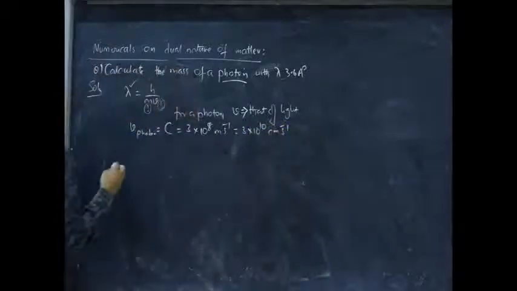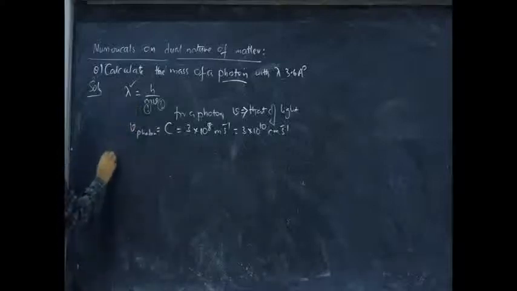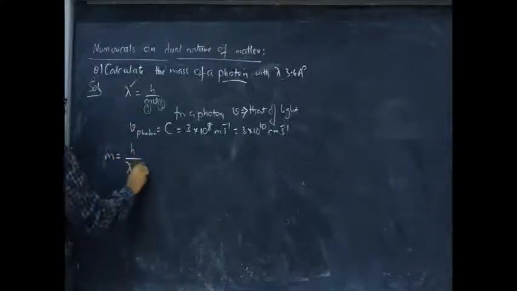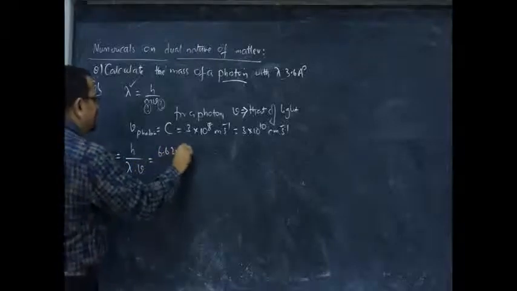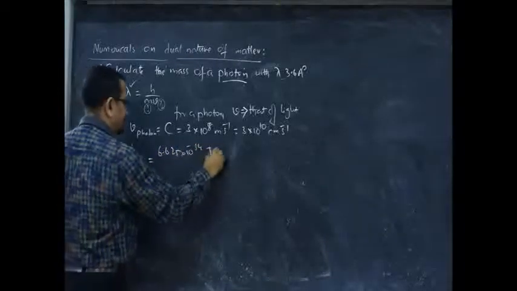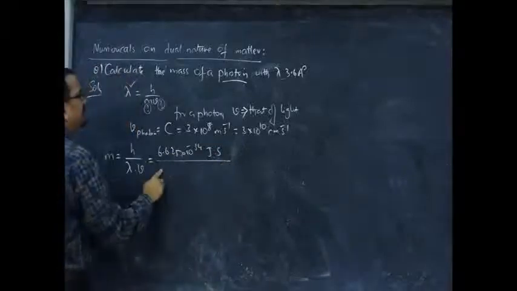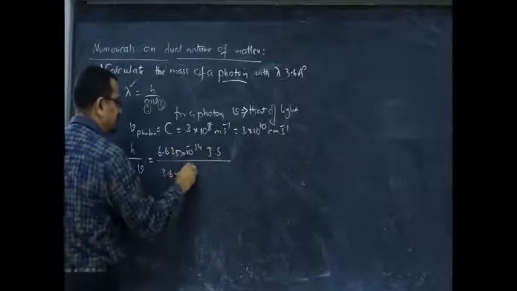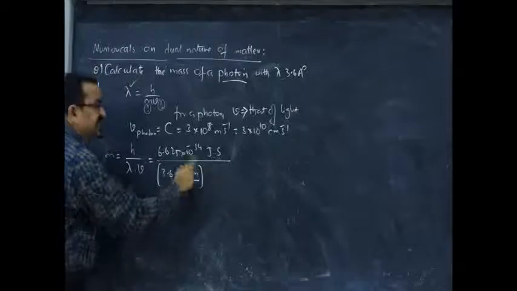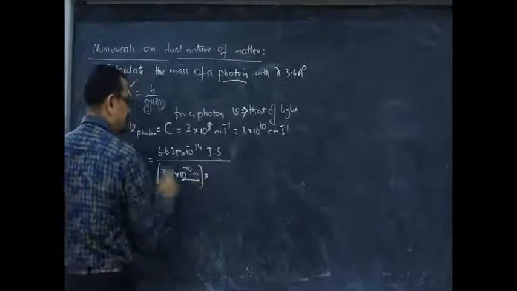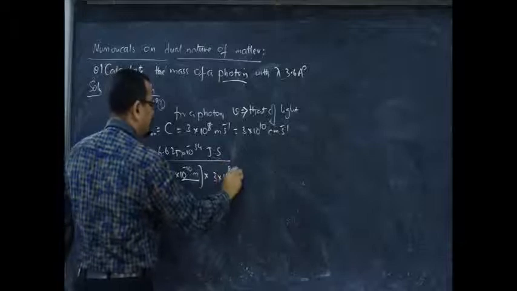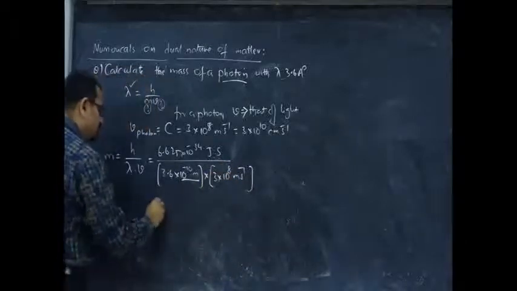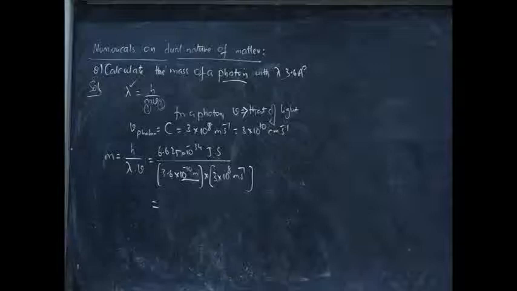Now, let us substitute the values. What we have to find? Mass. M equals h by lambda into v. H is 6.625 into 10 power minus 34 joule second, over the lambda value given as 3.6 into 10 power minus 10 meters, since we take it in meters, 1 angstrom, into the velocity of light, 3 into 10 power 8 meters per second. Now, on simplification, it is 10 power minus 2, 10 power minus 32, it is 6.6 something. So, that is kg meter square and second inverse square.